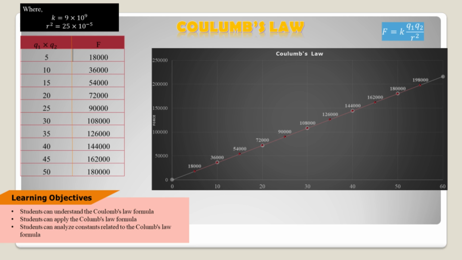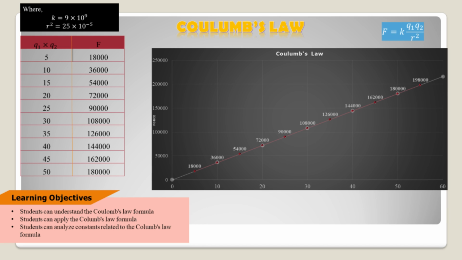The first phenomenon in the study of electricity is Coulomb's law. The learning objectives in this material are: first, students can understand the Coulomb's law formula. Second, students can apply the Coulomb's law formula. And third, students can analyze the constant related to the Coulomb's law formula.